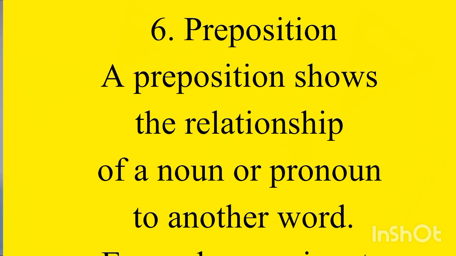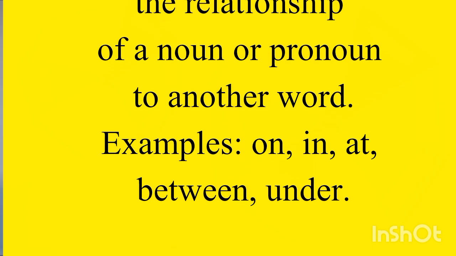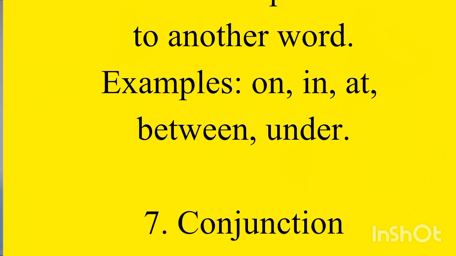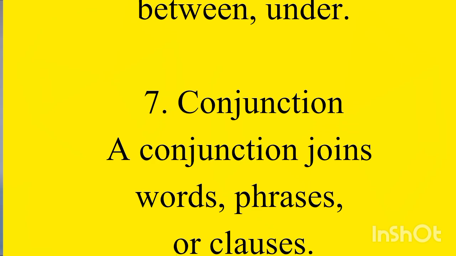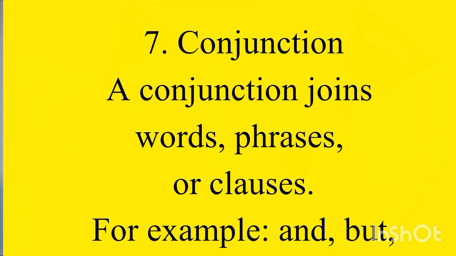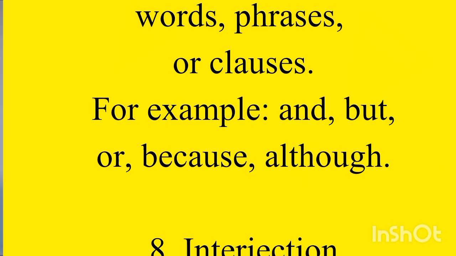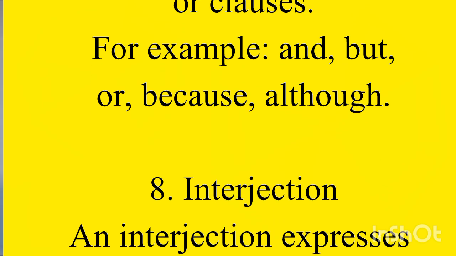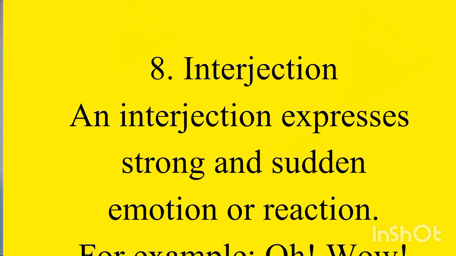6. Preposition. A preposition shows the relationship of a noun or pronoun to another word. Examples: on, in, at, between, under. 7. Conjunction. A conjunction joins words, phrases, or clauses. For example, and, but, or, because, although.